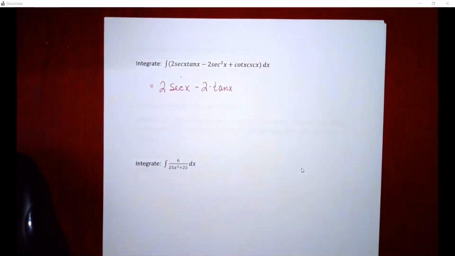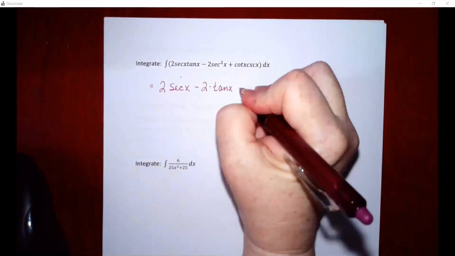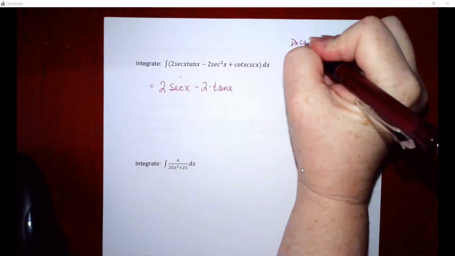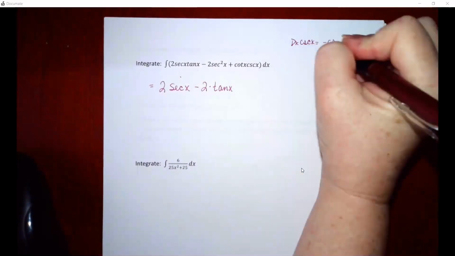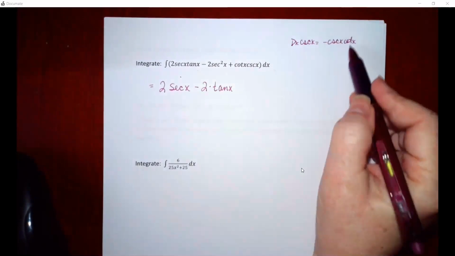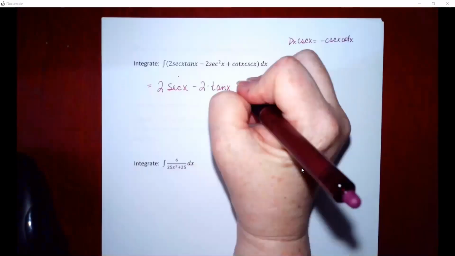And then what? Is there one whose derivative is cotangent x, cosecant x? Cosecant? Almost. What do we have to do with the plus or minus sign? Oh, negative cosecant? Perfect. So if you take the derivative of cosecant, you get negative cosecant cotangent. So if you integrate cosecant cotangent, you would get the negative of cosecant. Good job.